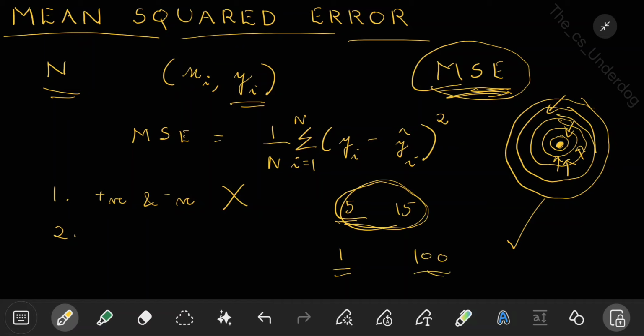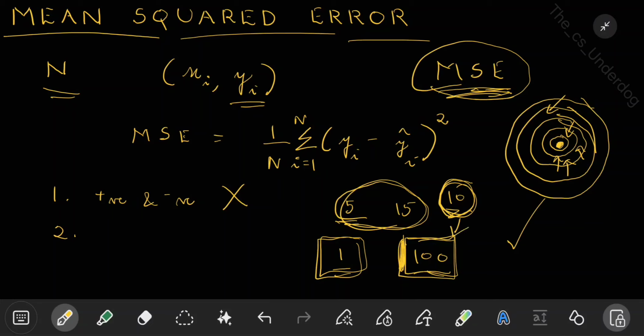So what happened here? If you want to have a total error of 100, you may have to make the error of 1 a hundred times. But this large error, if you make it one time, an error of 10, it will add up to a total error of 100. Which means when the error was higher, that is 10, you penalized it heavily, by 100. But when the error is 1, you penalized it only by 1. So the second advantage is that when you have a larger error, it will be penalized heavily. This is what you get with squaring.